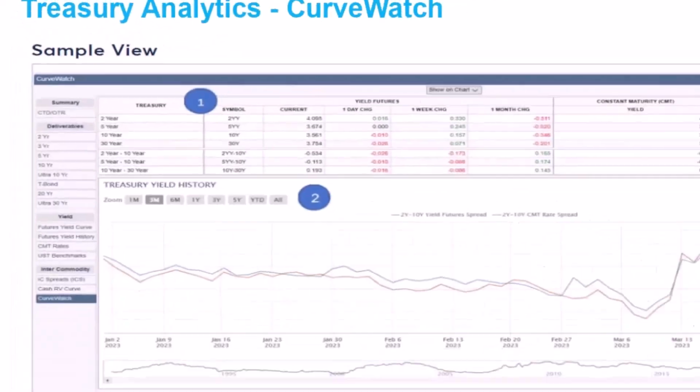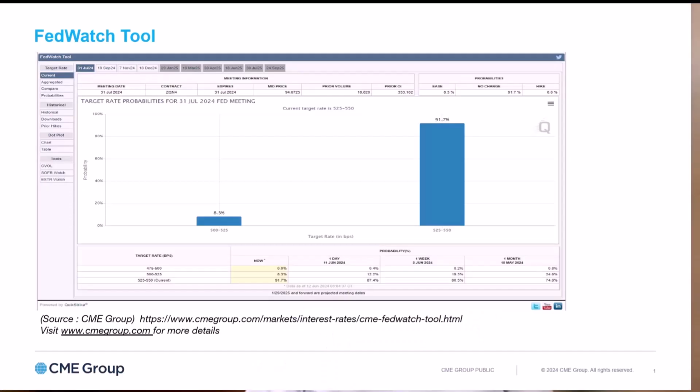And you can track the expectations of the Fed policy. We have a free to use web tool called the Fed Watch tool, which is available on our website. And this tool shows, for all the upcoming Fed meetings with known dates, what is the probability of the Fed decision, what is the probability of a cut going forward.